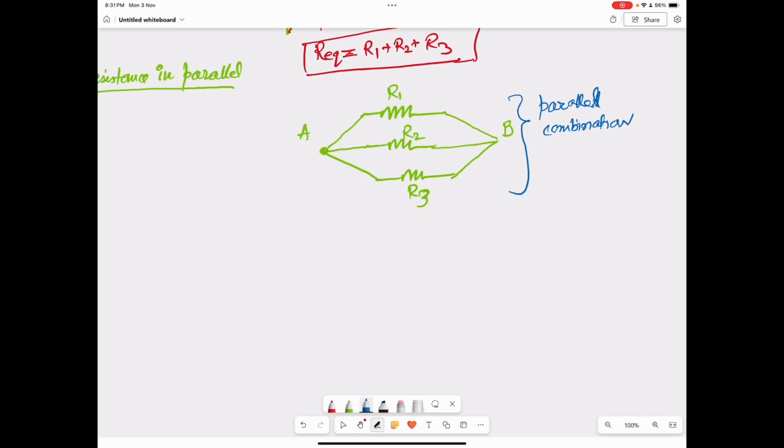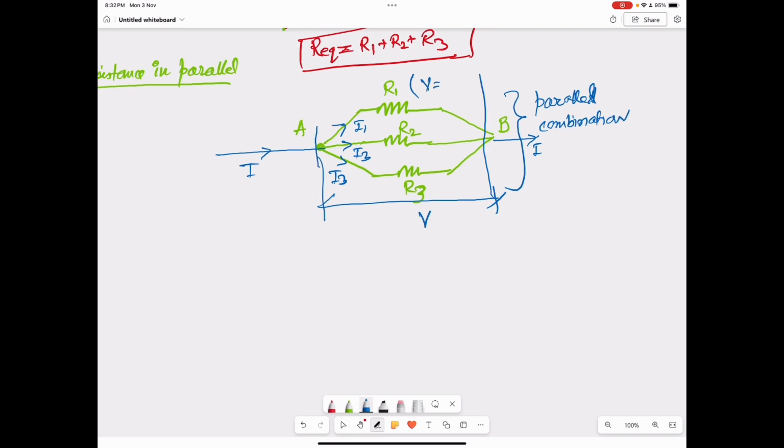Parallel combination. And again, if I apply a current I through it, of course I will go out from here. There is a voltage V across this. The whole current is divided into three currents I1, I2 and I3. As per Ohm's law, since voltage is the same across all the resistors, V is nothing but R1 into I1, V is equal to R2 into I2, and V is equal to R3 into I3.